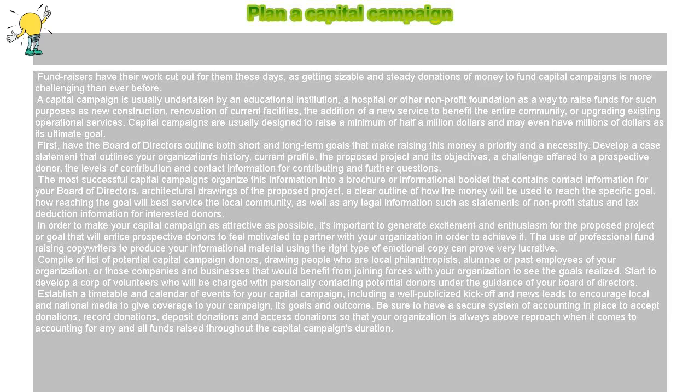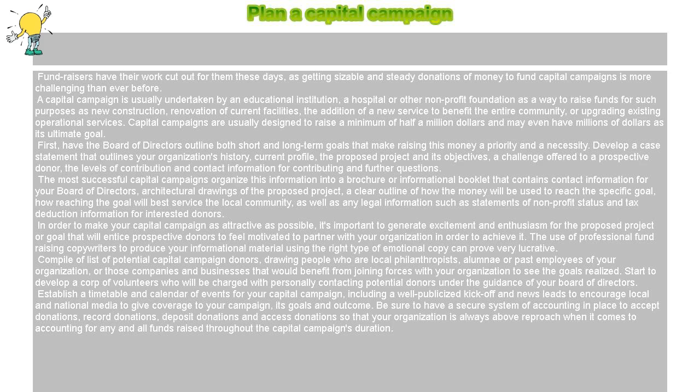Fundraisers have their work cut out for them these days, as getting sizable and steady donations of money to fund capital campaigns is more challenging than ever before. A capital campaign is usually undertaken by an educational institution, a hospital, or other non-profit foundation as a way to raise funds for such purposes as new construction, renovation of current facilities, the addition of a new service to benefit the entire community, or upgrading existing operational services.